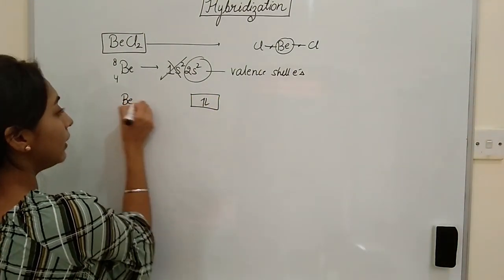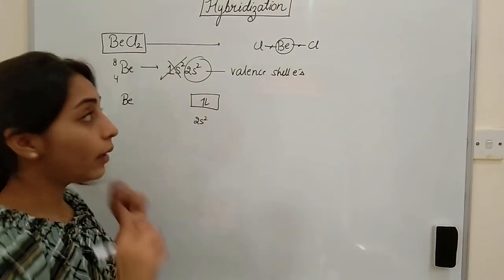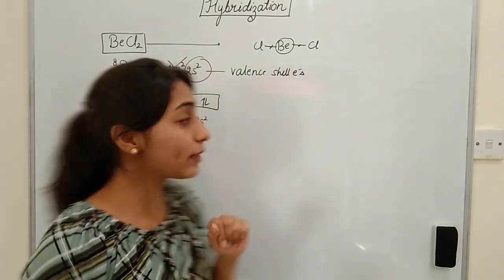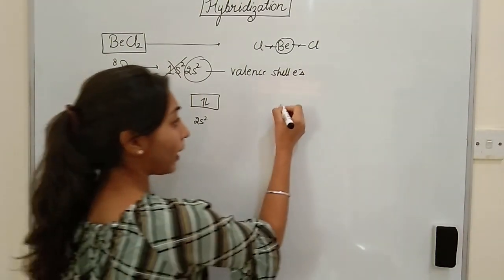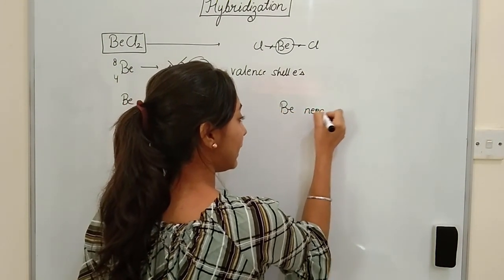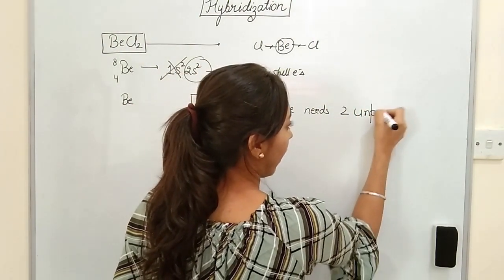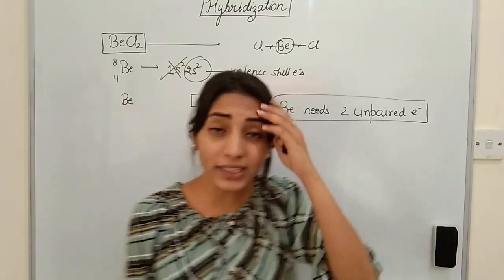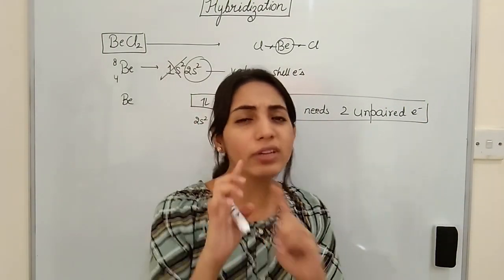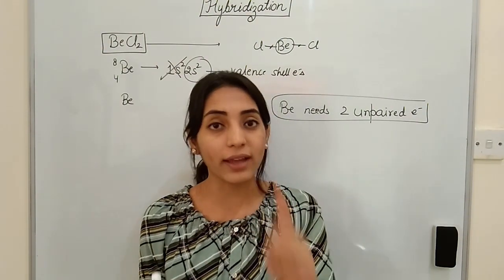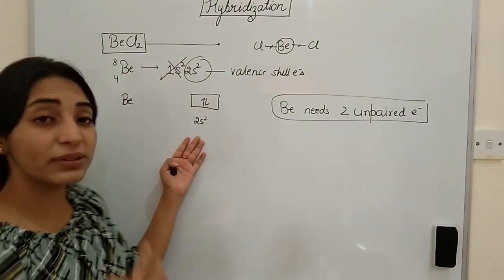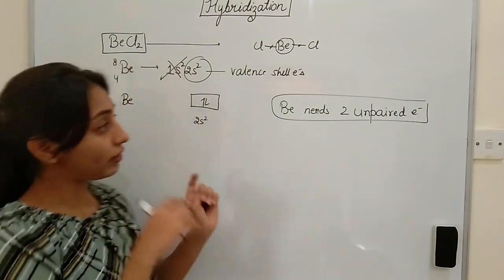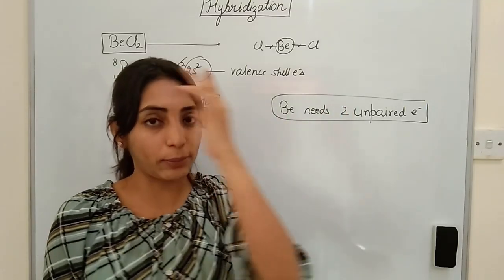Beryllium is 2s2. But beryllium has to form 2 sigma bonds, and you should keep in mind that beryllium then needs 2 unpaired electrons. Am I right? This is what VBT says: for every bond formation, you need one unpaired electron. But here beryllium has 2 paired electrons, so it won't be able to form bonds. If beryllium has to form 2 bonds, it needs 2 unpaired electrons.